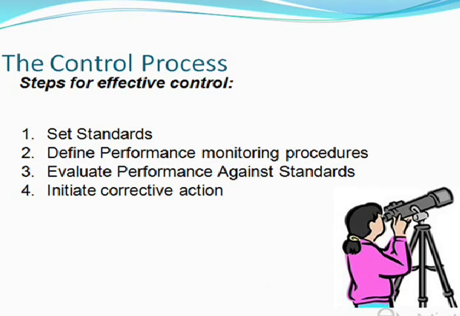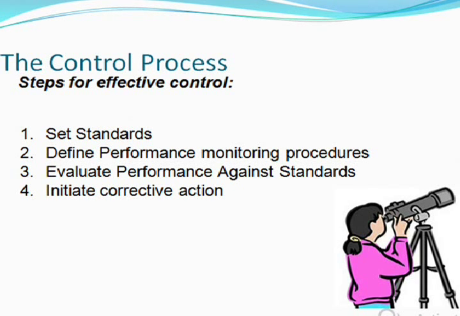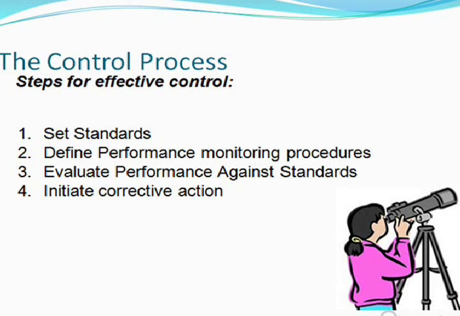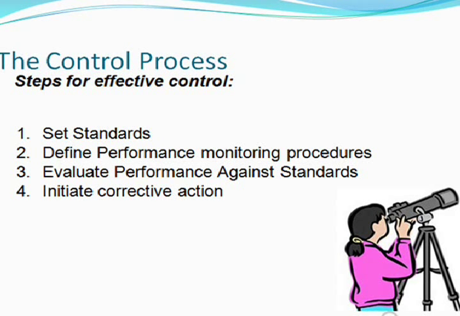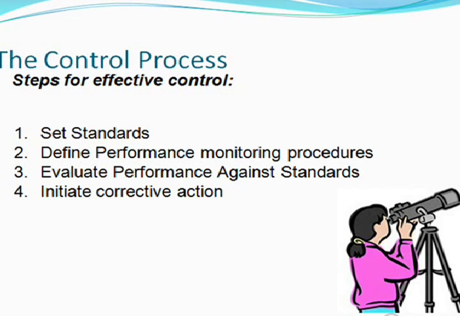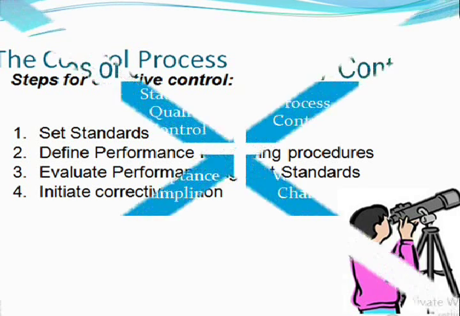Number 4, and the last one. Initiate corrective action. If performance standards are not being met, you should start corrective action. For example, is your monitoring system accurate? Do performance standards accurately reflect mission requirements? Are your standards too high or too low? If your monitoring methods and standards are adequate, examine the production methods and workforce factors.